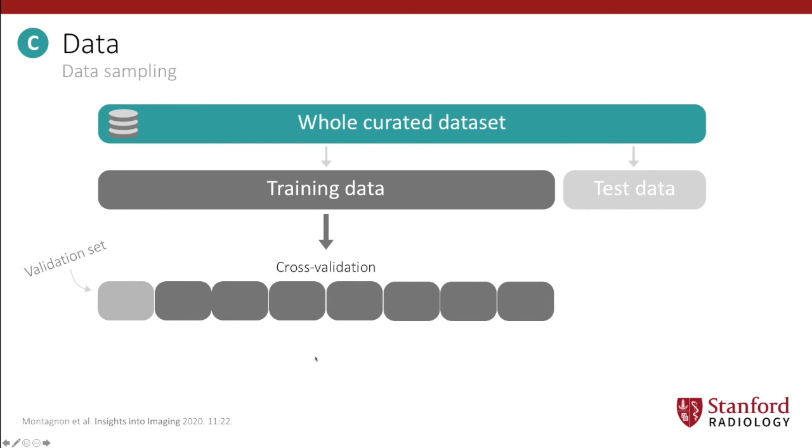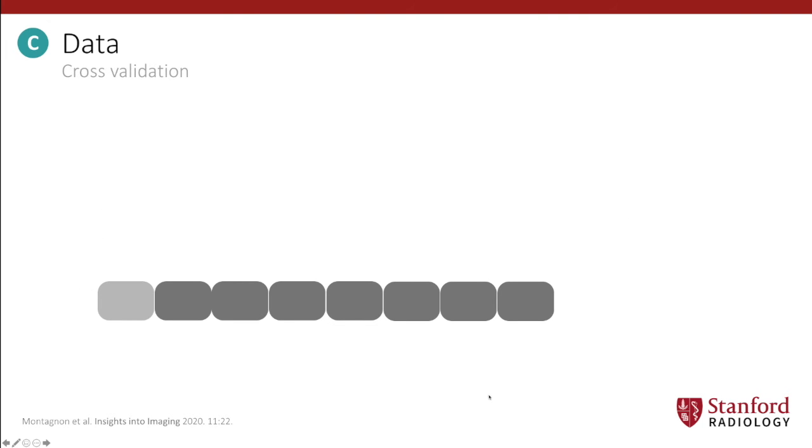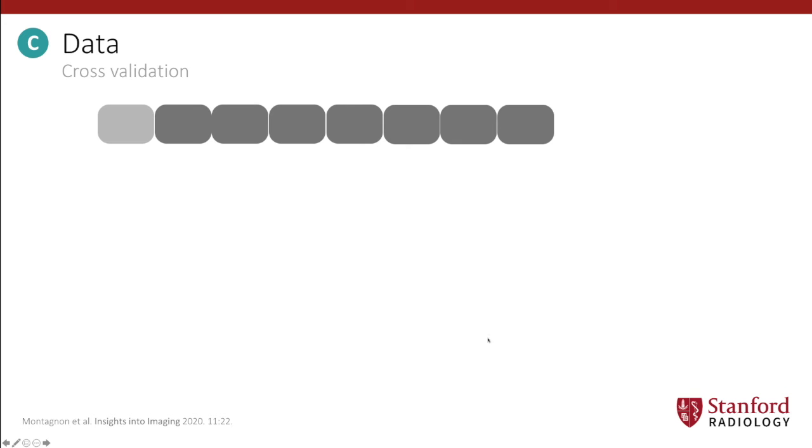And how does this work? Well, you split your data into multiple little pieces, and one piece is the validation set and the rest is training sets. And once you have done the cross-validation, you can go to the test data and see if your model still performs well. So let's dive a little bit more into the cross-validation.